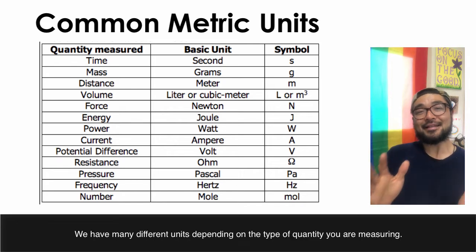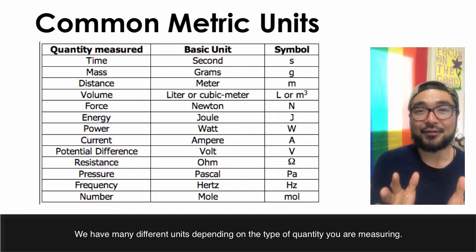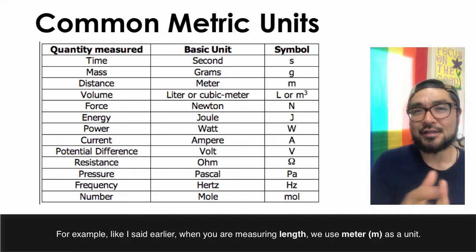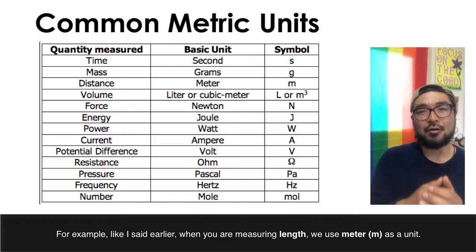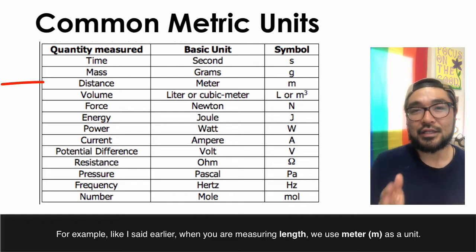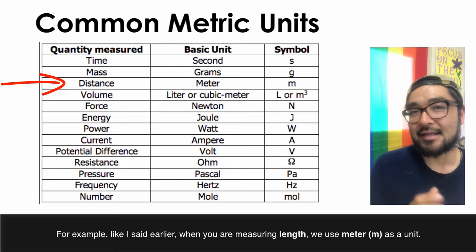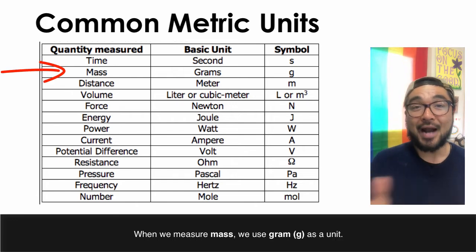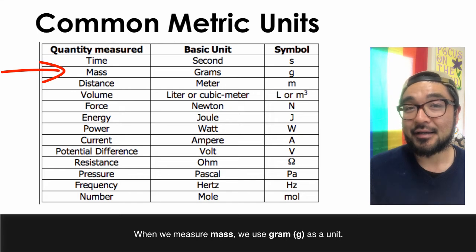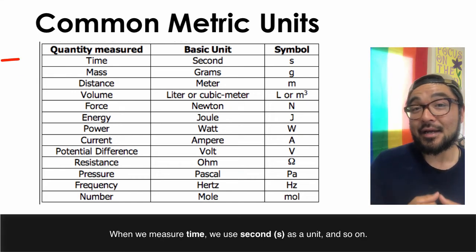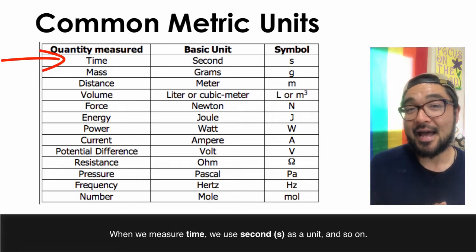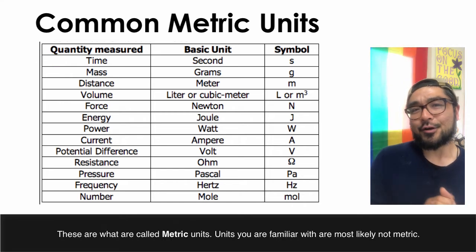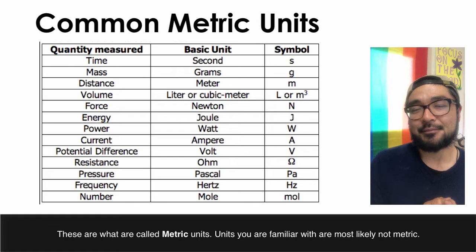We have many different units depending on the type of quantity you're measuring. For example, like I said earlier, when you're measuring length, we use meter as a unit. When we measure mass, we use gram as a unit. When we measure time, we use second as a unit, and so on. These are what are called metric units.